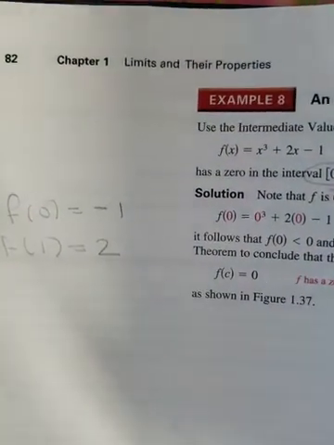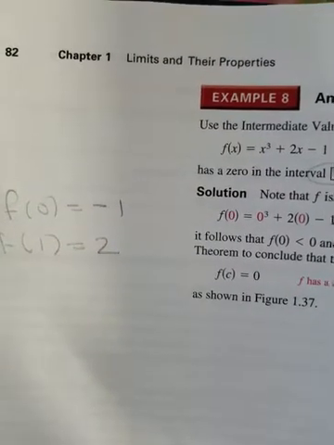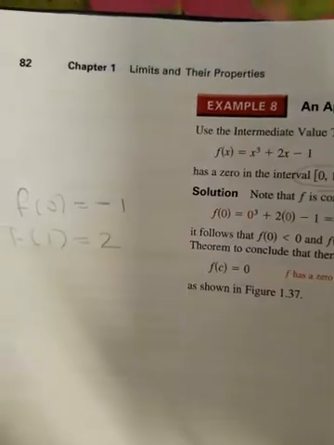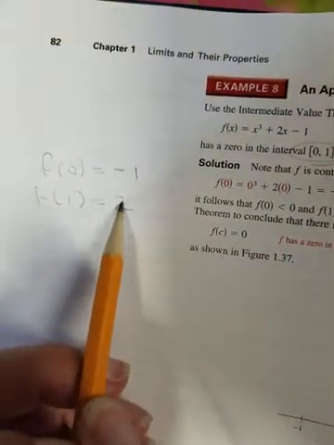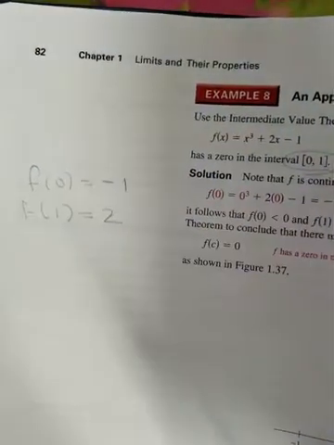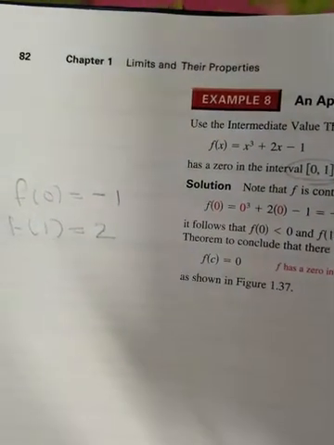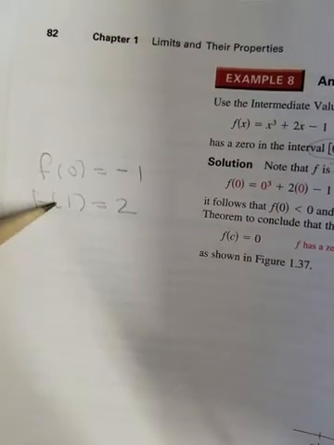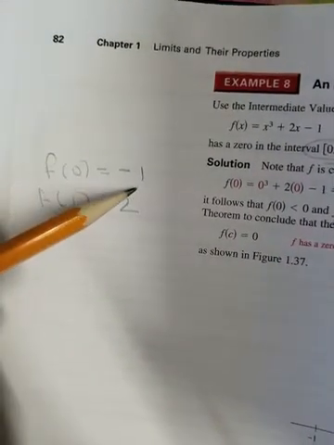Now we're asked, can we show that this polynomial has a 0 in the interval from 0 to 1? See, is 0 somewhere between these two y values? And hopefully you're saying yes. So since it's somewhere between those two y values, then I know there exists a number between 0 and 1 such that my function will equal 0.